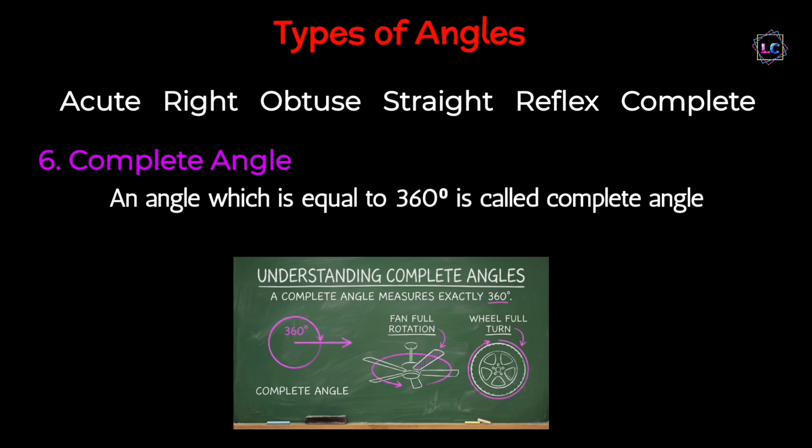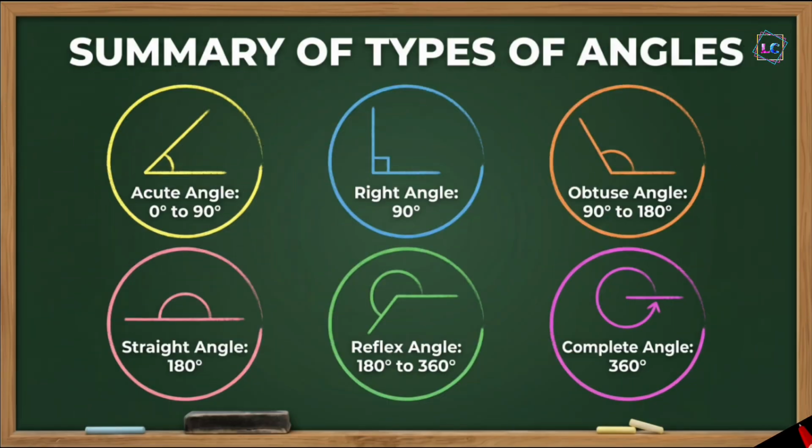Now, let's quickly revise all the types of angles which we discussed here. An acute angle lies between 0 degrees and 90 degrees. A right angle is always equal to 90 degrees. An obtuse angle lies between 90 degrees and 180 degrees. A straight angle is always equal to 180 degrees. A reflex angle lies between 180 degrees and 360 degrees. And a complete angle measures exactly 360 degrees.